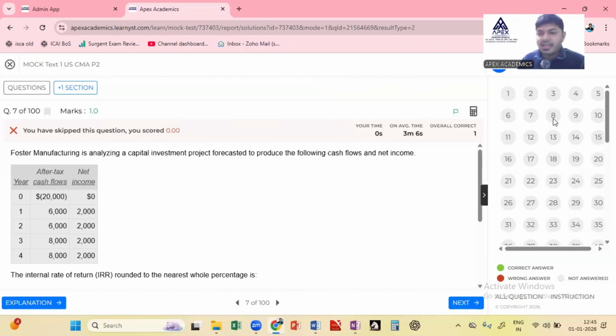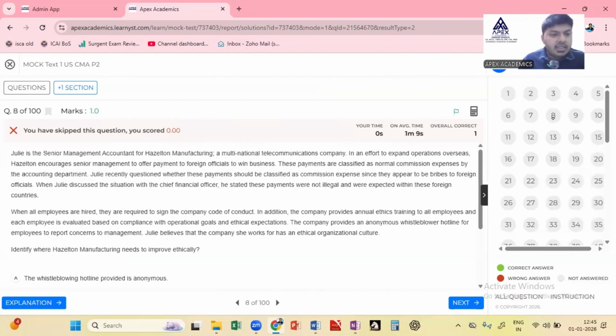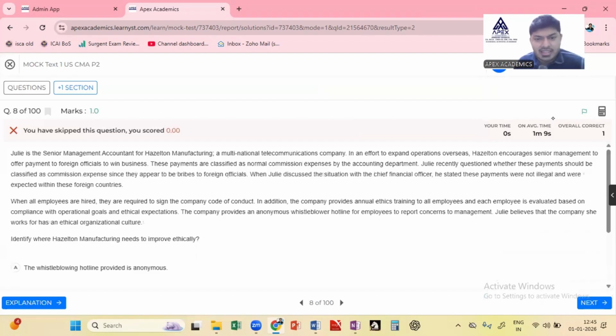Let's go to question number 8. Julie is the senior management accountant for Hazelton Manufacturing. Hazelton Manufacturing is a multinational telecommunication company. In an effort to expand the overseas operations, Hazelton encourages senior management to offer payment to foreign officials to win business.